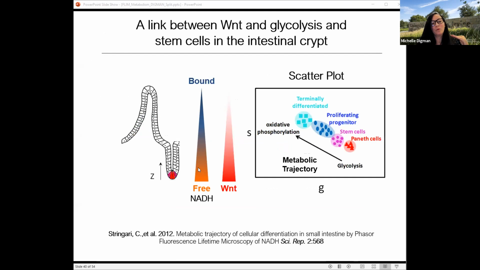So finally, this work showed that we can differentiate the cells in the tissue from Paneth cells, stem cells, proliferating progenitor cells, and terminally differentiated cells up at the top where they have this microvilli structure. And this correlates really well with Wnt signaling.